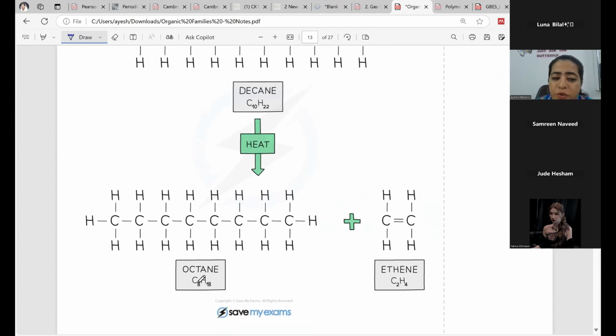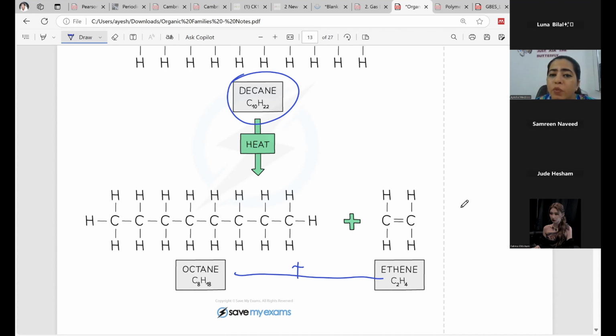We know if we try to write the formula of octane, it should be 8 carbon, 8 times 2 is 16 plus 2, 18 hydrogen, right? Then we are getting one of the alkenes, ethene, its formula is 2 carbon, 4 hydrogen. So when you add these two together, it should give you the main formula back. 2 carbons and 8 carbons are total 10 carbons. 18 hydrogens and 4 hydrogens is going to be total 22 hydrogens. So separate hydrogen is not going to be possible over here.